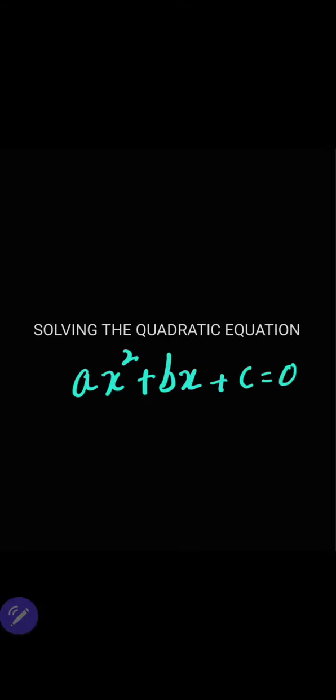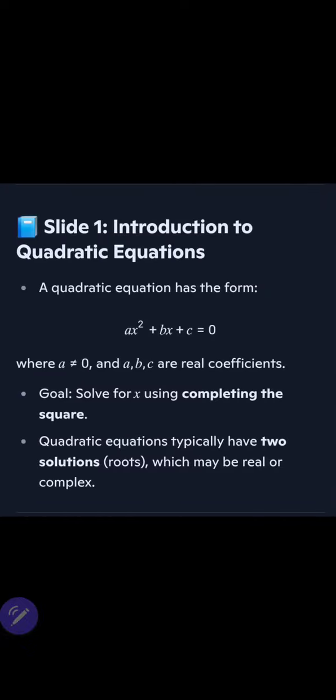Let us solve the quadratic equation ax squared plus bx plus c equal to 0. So let's look at the notation.